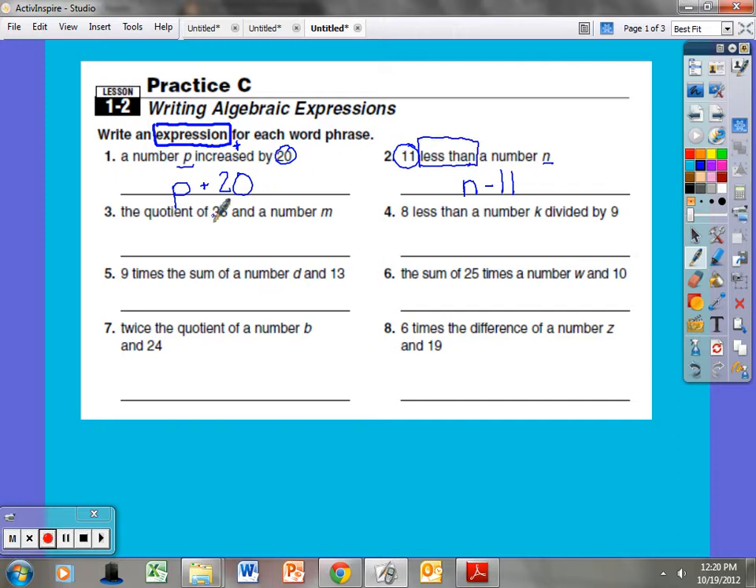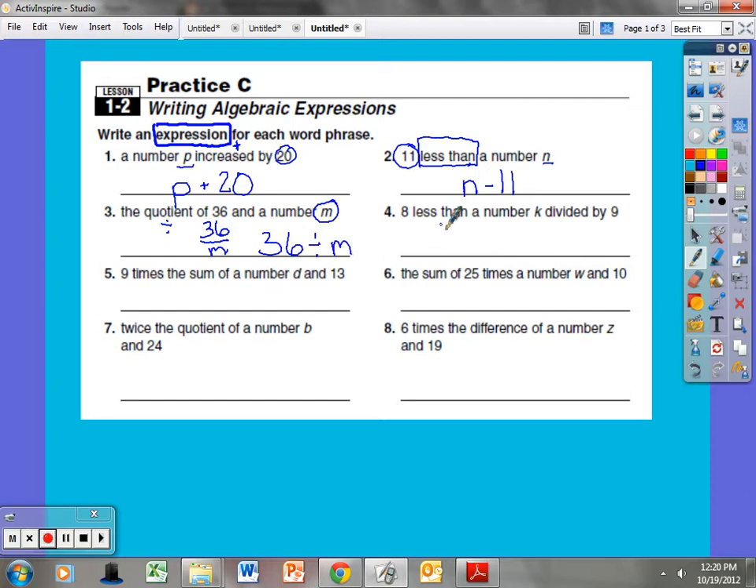Okay, the quotient of 36 and a number m. Quotient tells me to divide. So I'm dividing 36 by a number. I don't know what that number is, but we're going to call it m. So the variable is m. I can write it like this. I may also write it like this. Either one is acceptable.